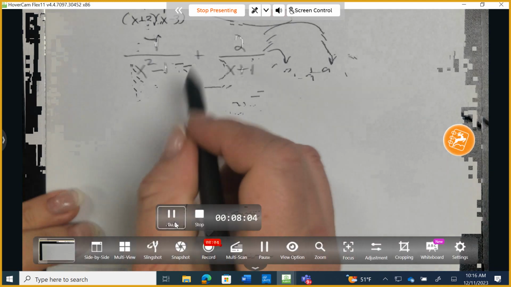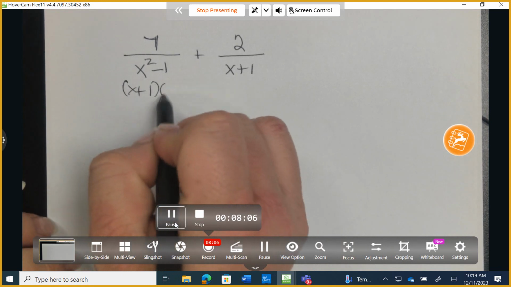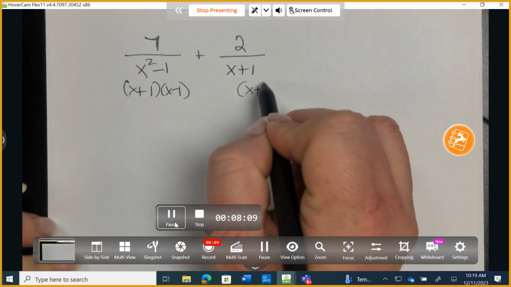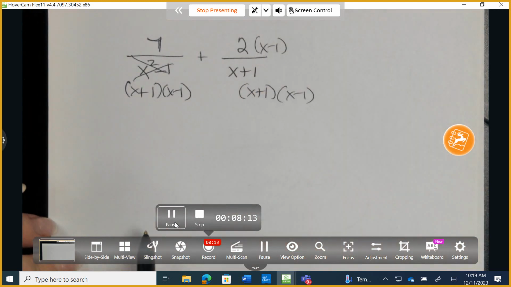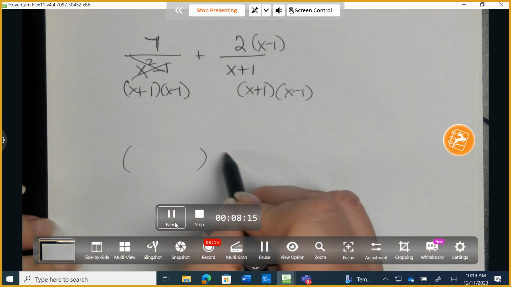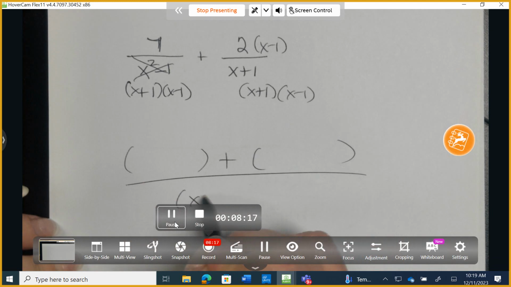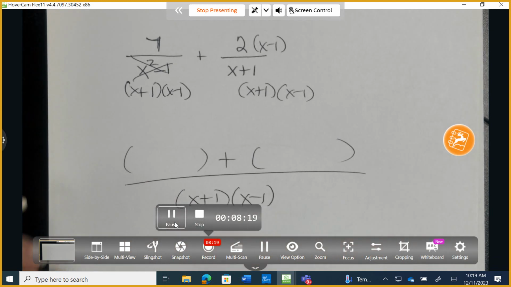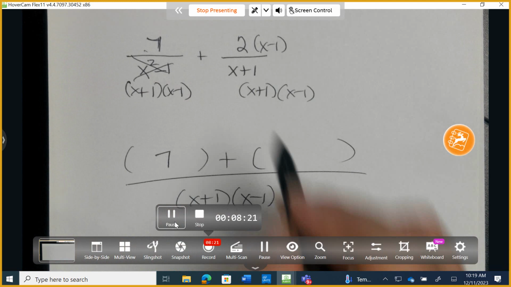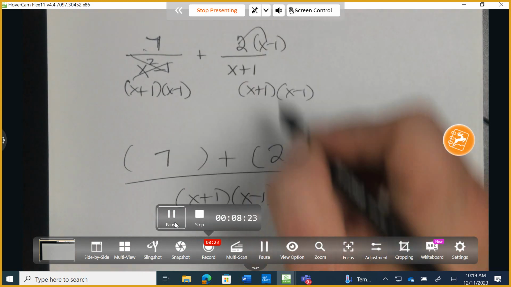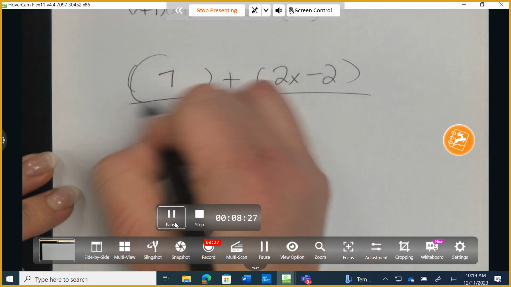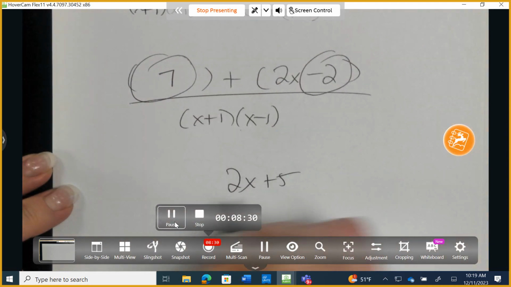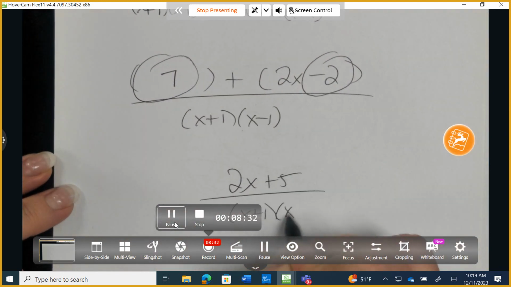Okay, here we go. So I recognize this factors into x plus 1, x minus 1. And I'm missing an x minus 1, so I attach it at the top and the bottom. And now, this time, I'm not going to make that mistake. I went back into doing the butterfly method. I dropped down the lonely 7, and then I have 2x minus 2. And when I combine like terms, I end up with 2x plus 5 over x plus 1 and x minus 1.